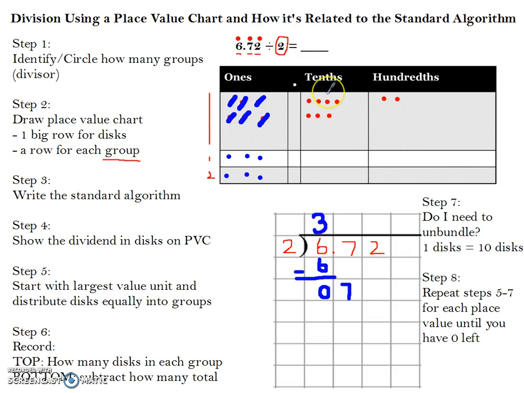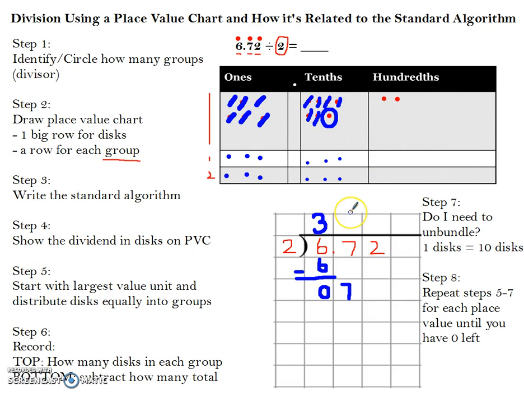Step 5 is you start with the largest column, which is tenths now, and you divide the discs equally into groups. So I have 2 groups, so I'm going to take off 1, 2, and distribute those discs down to the bottom groups, and do it again. Now I only have 1 disc left, and I cannot distribute that equally into 2 groups, so I'm going to circle it to make sure I know that I have 1 disc left over.